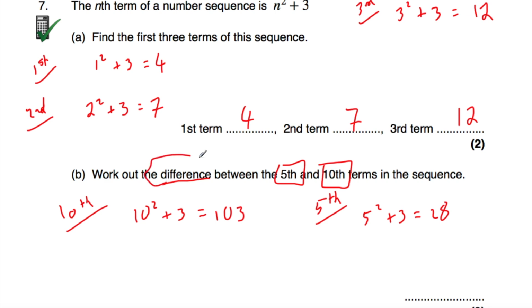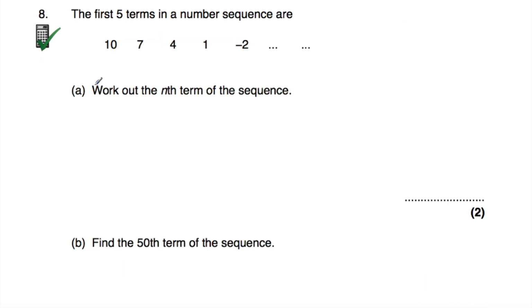Now we want to find the difference, so we're going to subtract them. We're going to do 103 take away 28. The difference will be the difference between the 5th term and the 10th term in the sequence. That'll be our answer. So 103 take away 28 is equal to 75. So the answer is 75. The difference between the 5th term and the 10th term in the sequence is 75. And that's it.